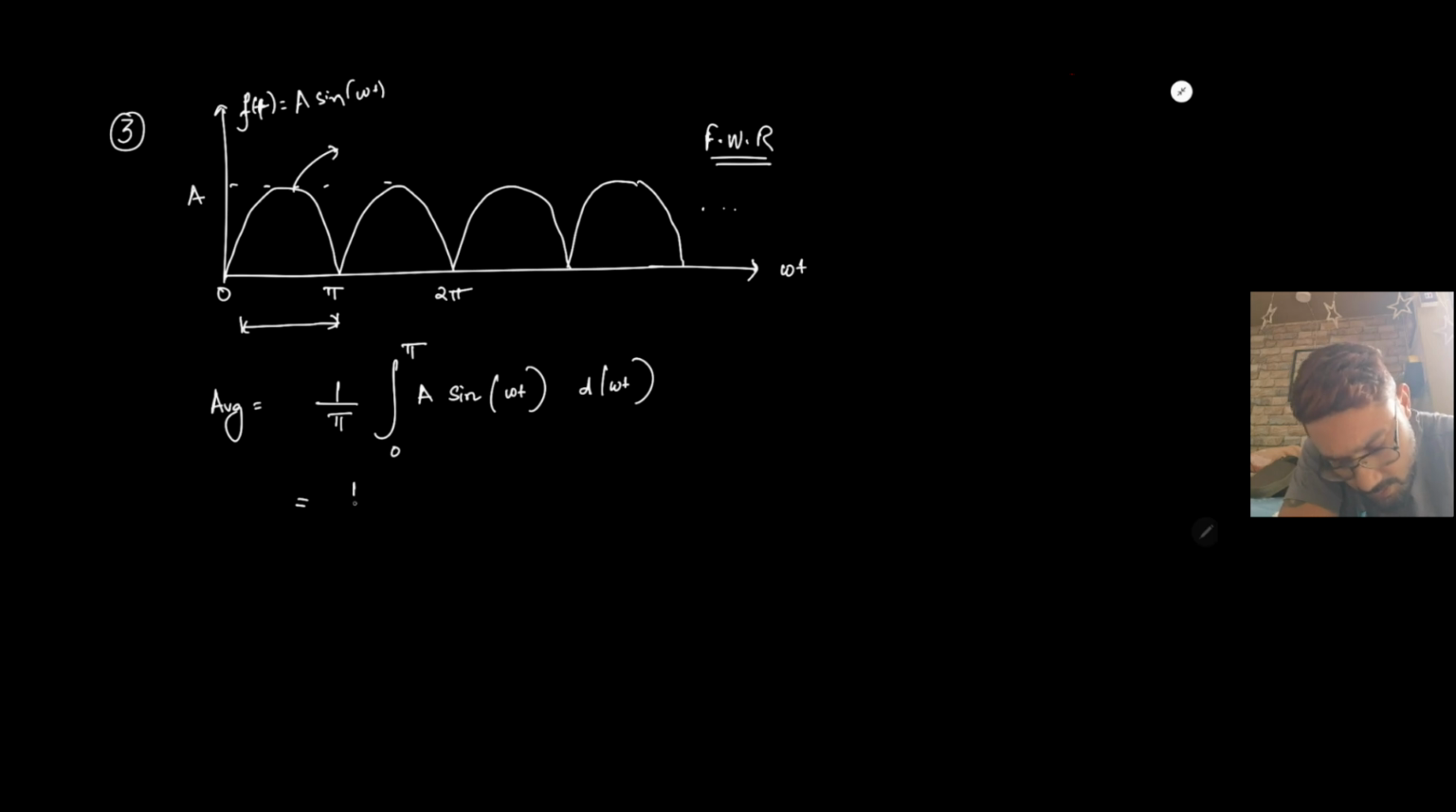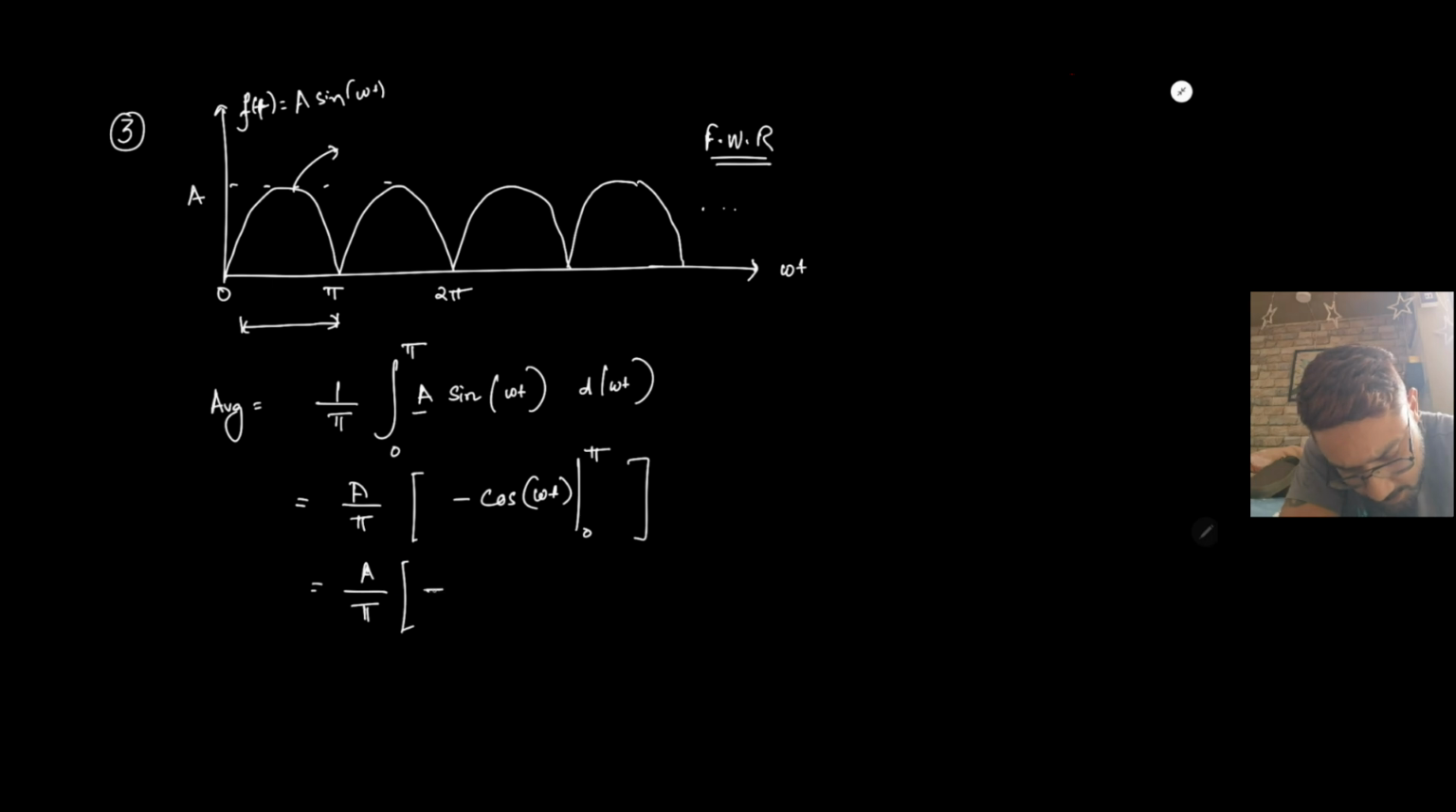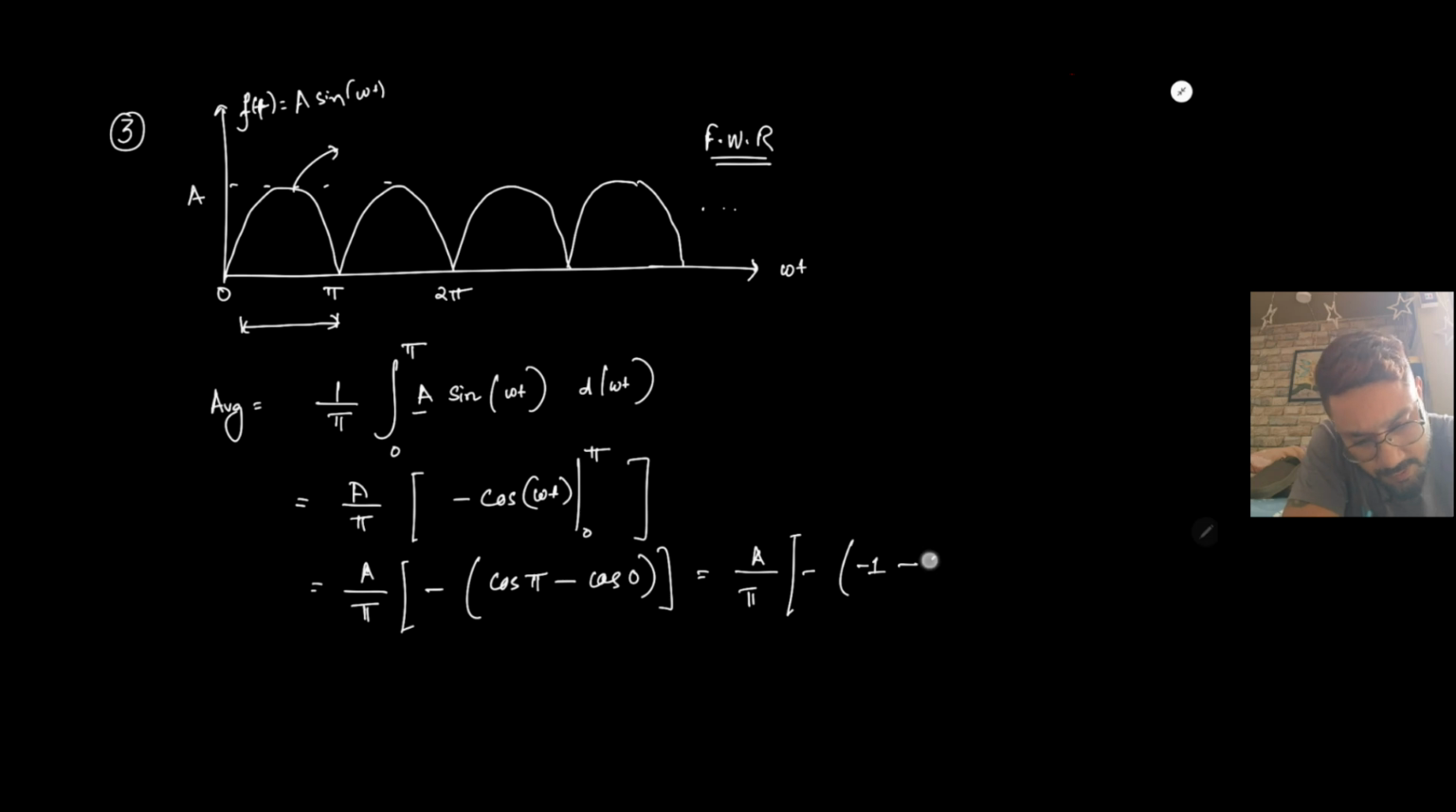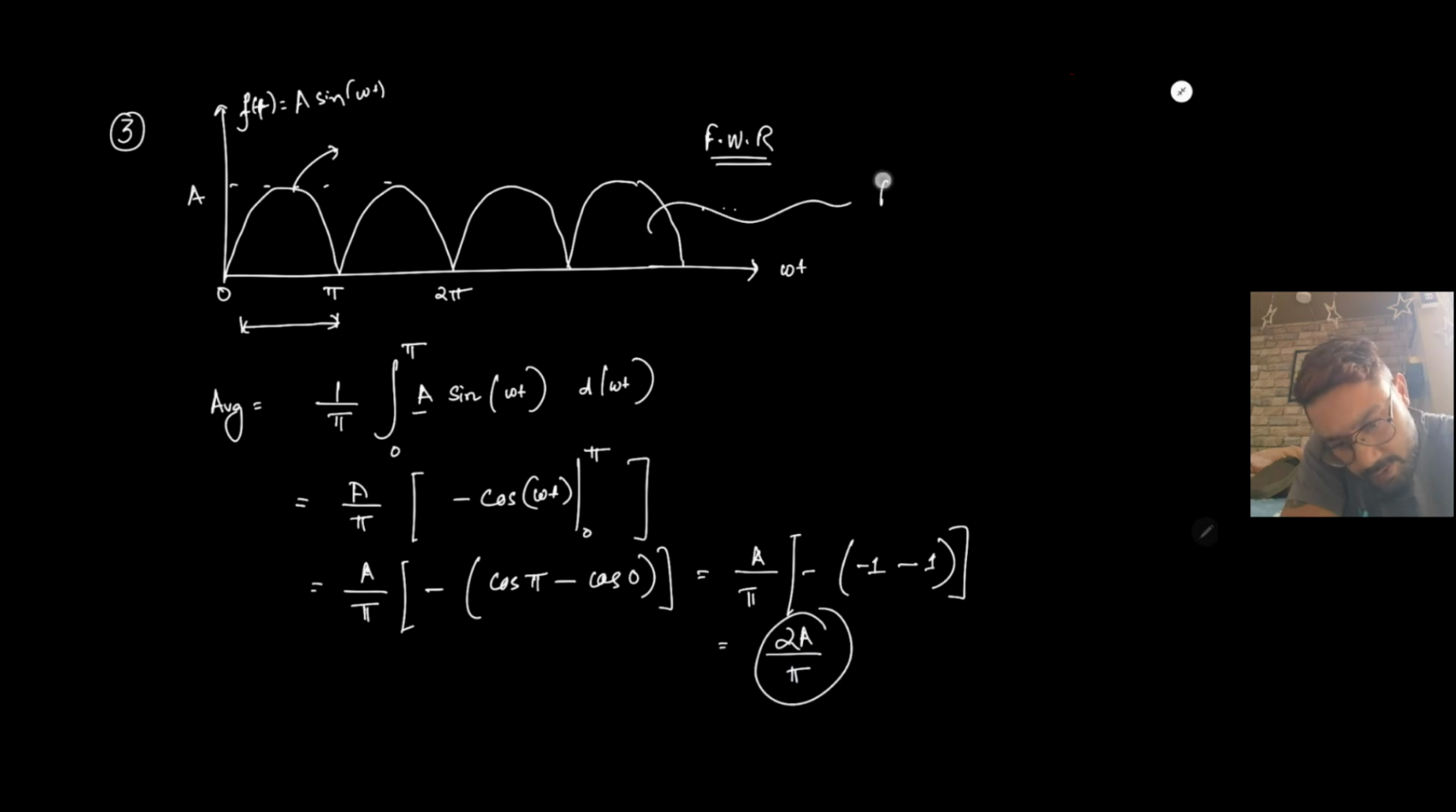Let's calculate. We can take a outside, a by pi. What is the integration of sin omega t? It is minus cos omega t. The integration will go from 0 to pi. Let's keep the negative sign outside of the bracket: a by pi times cos of pi minus cos of 0. What is cos of pi? Cos of pi is minus 1, and cos of 0 is 1. It will be a total of twice a by pi. The average value of full wave rectified output is twice a by pi, where a is the maximum or the peak value of the waveform.